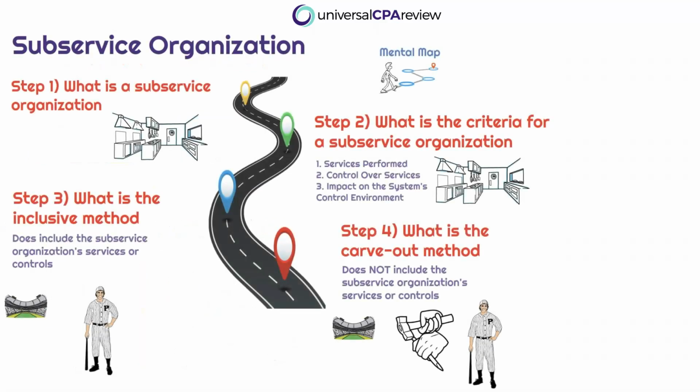So here within our mental map, we're going to talk about what is a subservice organization. We're going to talk about what is the criteria for a subservice organization. Then we're going to talk about the difference between the inclusive method and the carve-out method. That has to do with how we deal with the vendor's controls in the SOC report. Once we have determined that the criteria for a subservice organization has been met, then the service auditor must consider how to deal with the controls in the SOC report. Which method are we going to use?